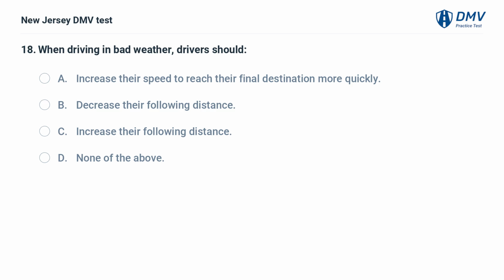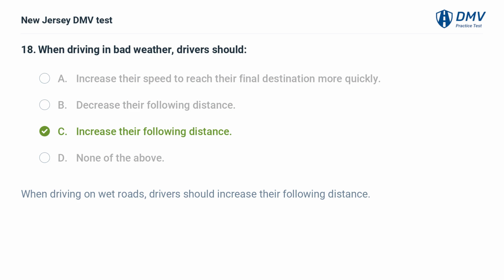When driving in bad weather, drivers should: A. Increase their speed to reach their final destination more quickly. B. Decrease their following distance. C. Increase their following distance. D. None of the above. C. Increase their following distance. When driving on wet roads, drivers should increase their following distance.